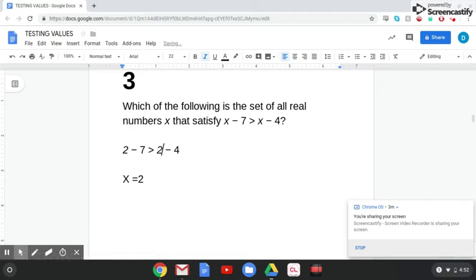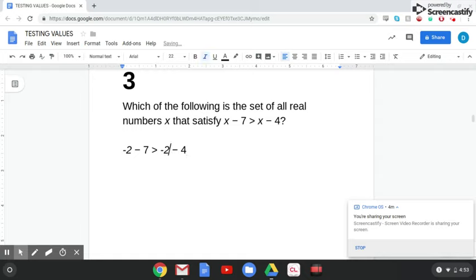2 minus 7, 2 minus 4. That would get us negative 5 is greater than negative 2. That is not true. Let's try 0. If we plugged in 0 for x, that would get us negative 7 is greater than negative 4. That's also not true. Let's try a negative value, though. Let's try x is equal to negative 2.